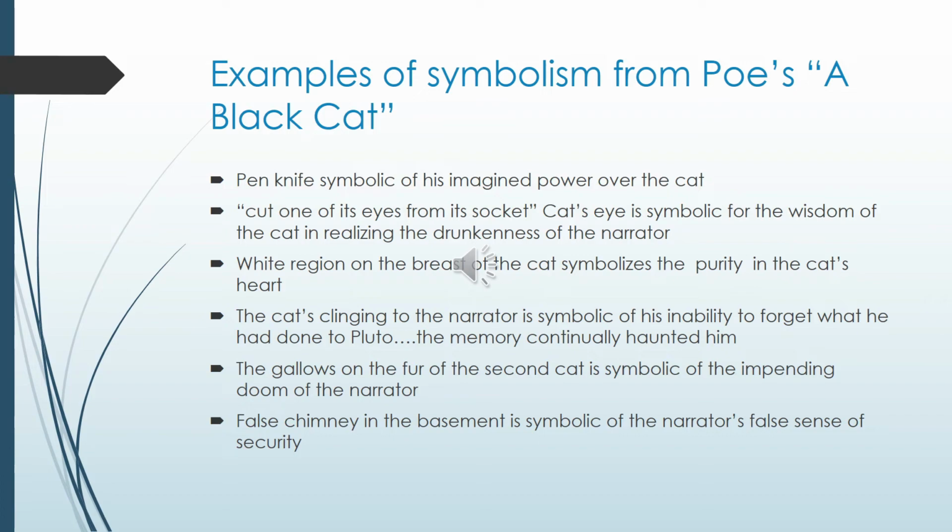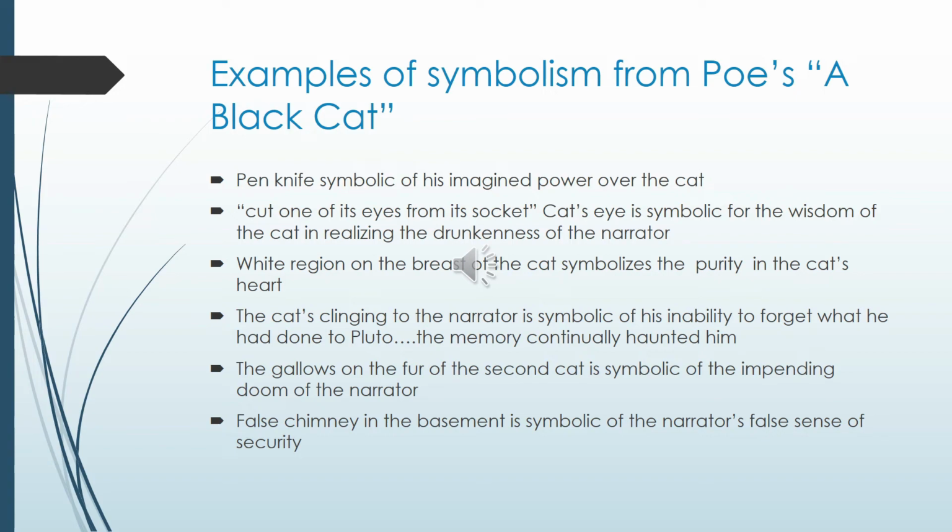First off, this penknife that the narrator carries around with him is symbolic of his imagined power over the cat. It is a knife that performs like a knife. He can cut with it, but it also symbolizes this power that the narrator thinks he has over the cat. There's also a white region on the breast of the cat, and though this is a patch in the cat's fur, literally, it symbolizes the purity in the cat's heart.